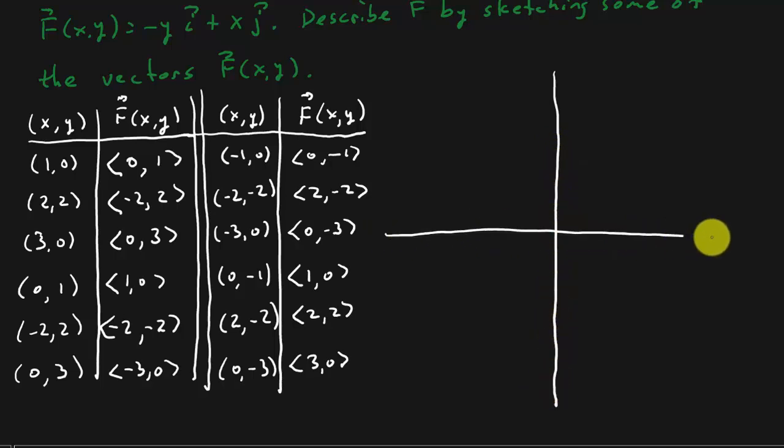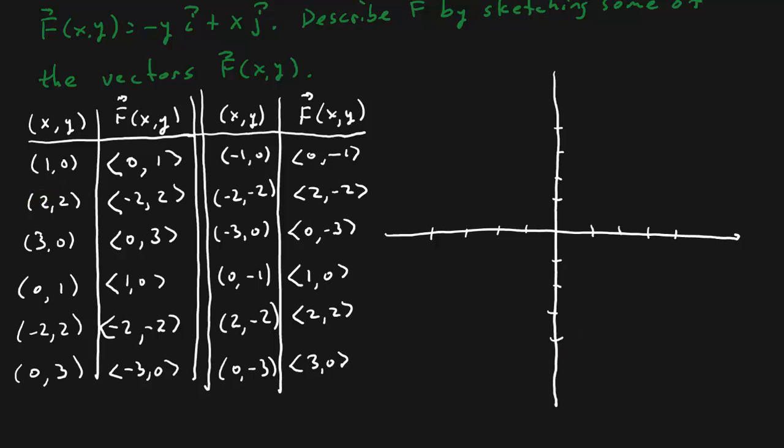So let's go ahead and draw this out. So I've got 1, 2, 3, 4, 1, 2, 3, 4, 1, 2, 3, 4, 1, 2, 3, 4. All right. So let me show you how to draw this.